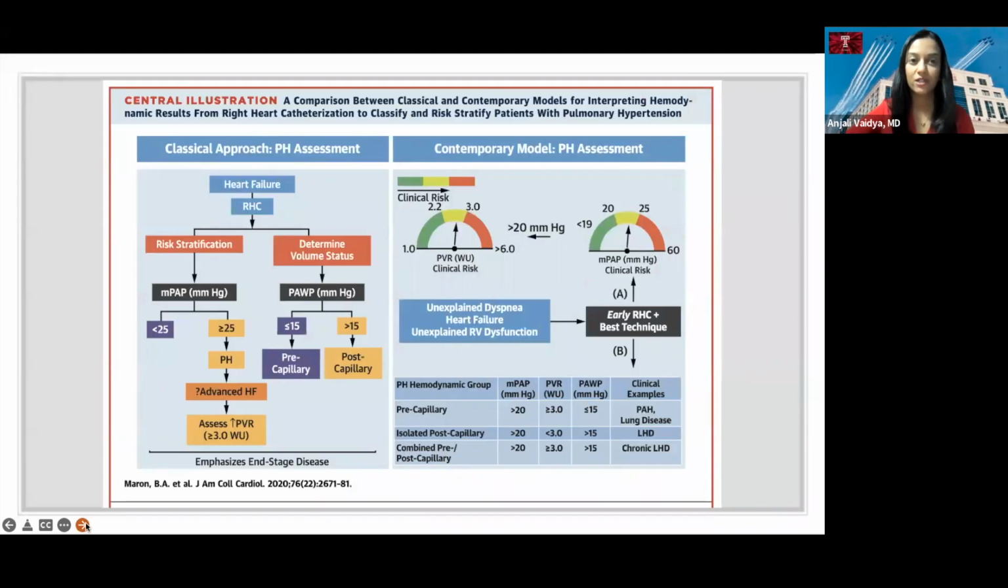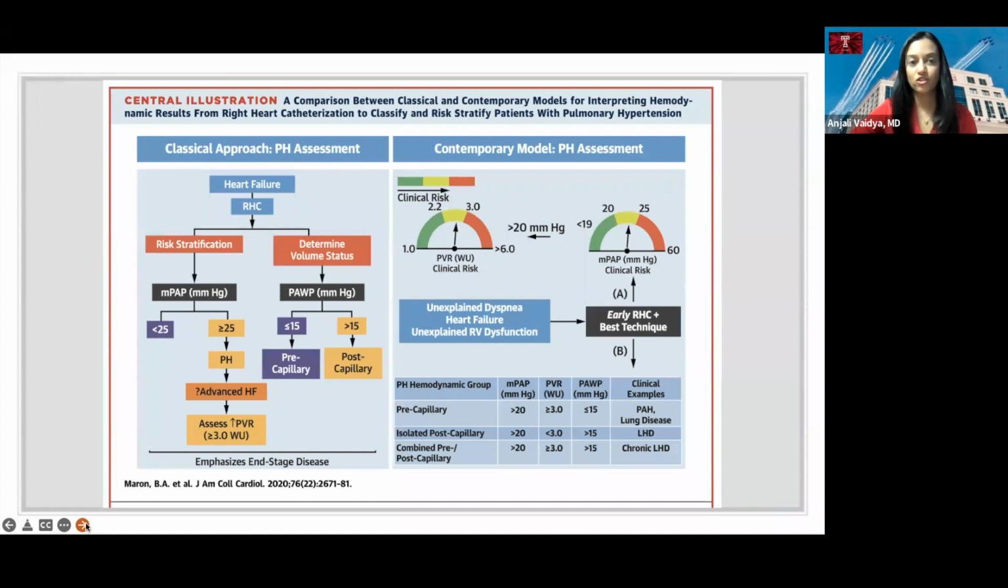And what's shown in this image here, if I just draw your attention to the right side of your screen, is where it says contemporary model pulmonary hypertension assessment. It just shows how we're using initially in the middle here, taking a patient who has shortness of breath, that's dyspnea, they have some evidence of heart failure, some unexplained abnormalities on the right side of the heart. And this is a guide that we published to teach providers and physicians to use the right heart catheterization early. As Gustavo was saying, let's not wait for patients to be really sick. Let's do it early and let's use the best technique, which I'll talk about in a moment.